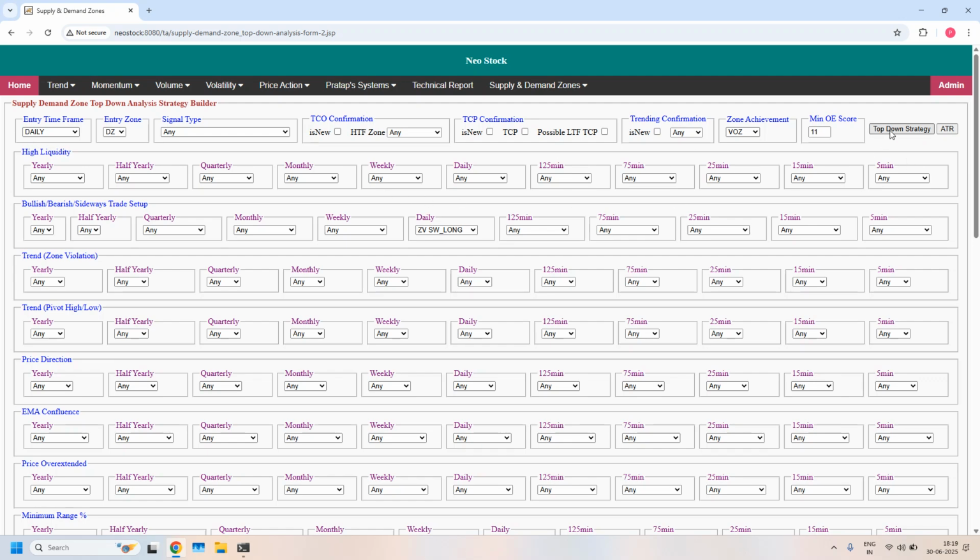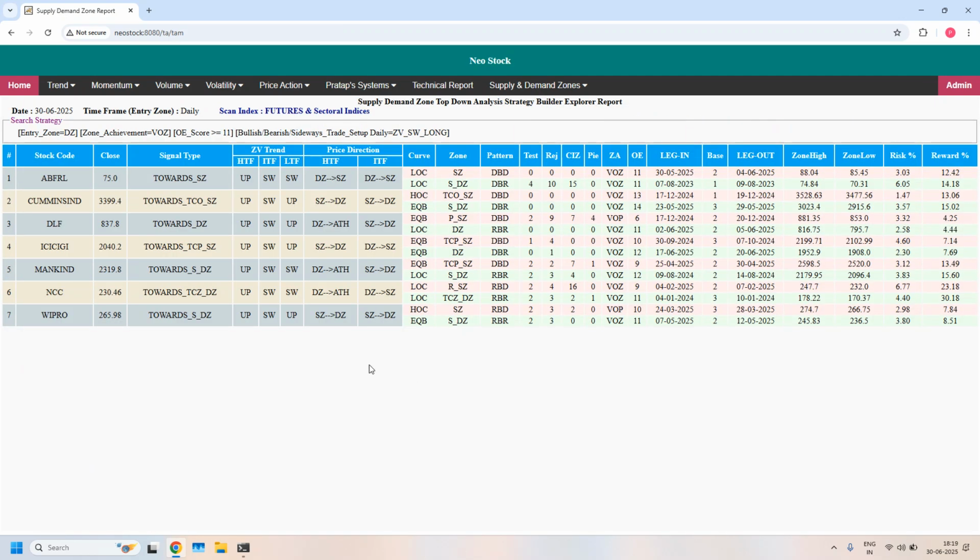Okay, I am generating the report, sideways long trade setup for monthly income trade. And entry time frame is daily. Entry zones are daily demand zones. So total we got 7 stocks, sideways long trade setup. See, some of these zones are already tested. They got good results.